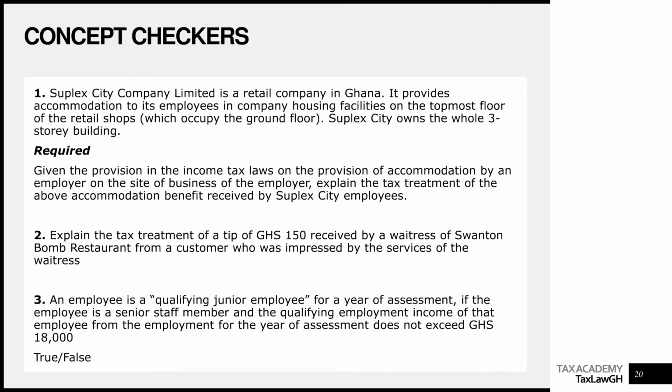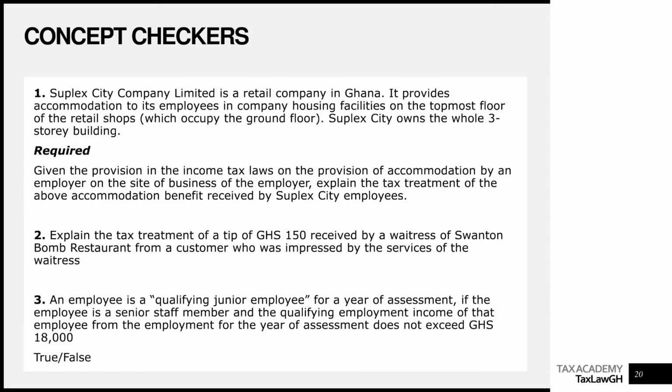Final question, it's a true or false question. We're saying that an employee is a qualifying junior employee for a year of assessment if the employee is a senior staff member and the qualifying employment income of that employee from the employment for the year does not exceed 18,000 Ghana cedis. True or false? You can pause and let me know what you think. Obviously, the answer is false. Why? Who caught the trick?